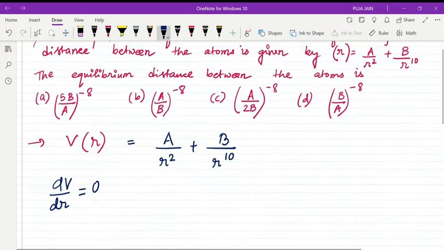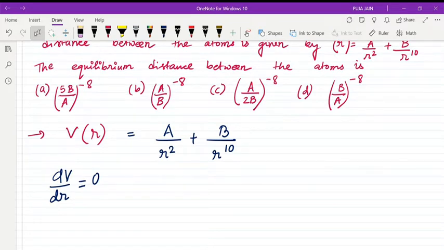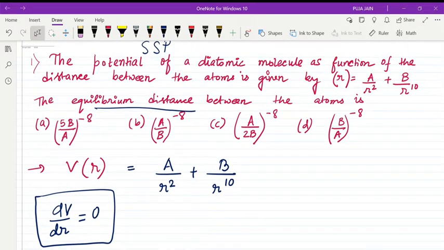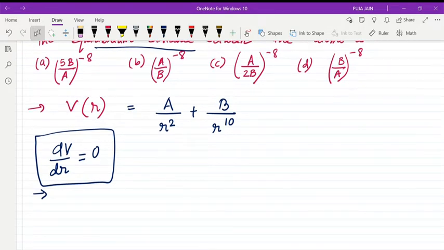So here we will use this concept that at equilibrium distance the change of potential with respect to distance will be equals to 0. Now if they had asked you, after finding this, to find the maximum or minimum value of potential, then we would need to do the second derivative of potential with respect to r. But here they have only asked the equilibrium distance, so we will do dV/dr equals to 0. This was the concept which we need to use here. This type of question you can also find in classical mechanics.